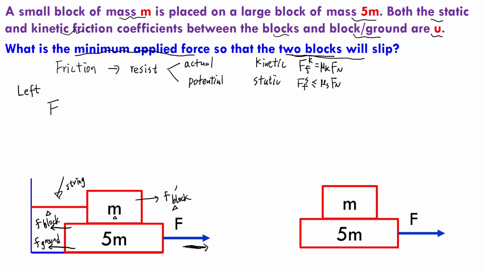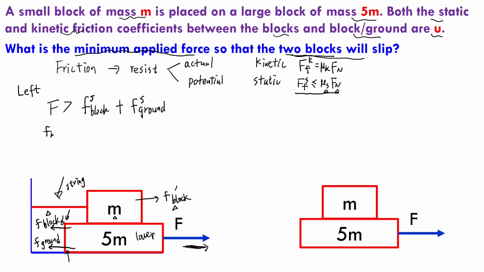If the applied force is larger than these two resistive friction forces, then the lower block should be able to move to the right. So the condition should be when F is larger than the friction from the upper block, this force right here, plus the friction force from the ground. And we know these are the static friction forces this applied force needs to overcome. And the static friction force should be smaller or equal to mu s times the normal force.